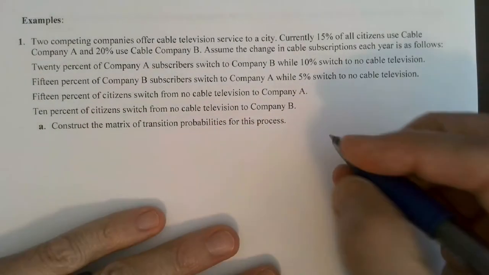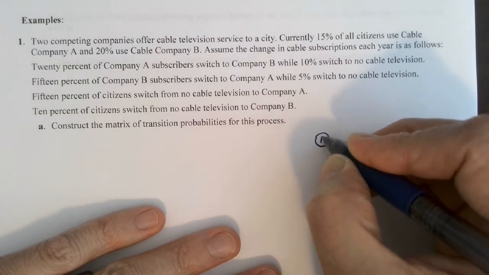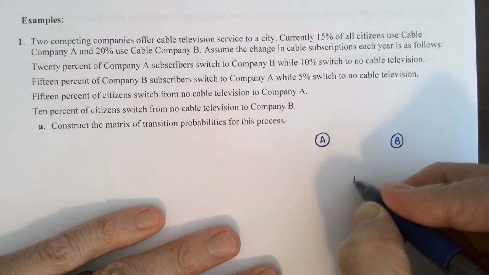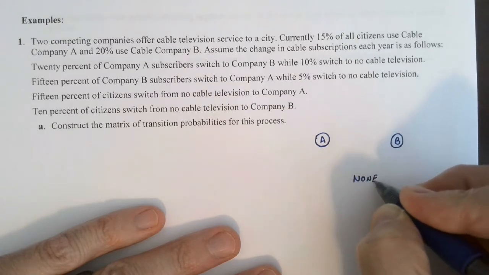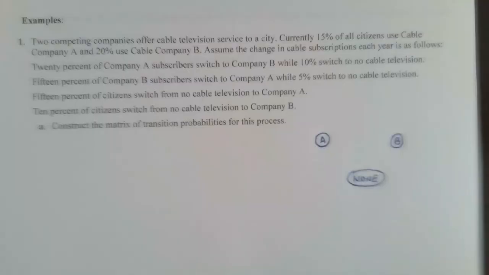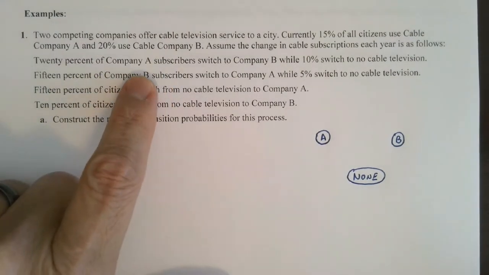So again, I'm going to draw a diagram to help. In this case, there's actually three states. You can use company A for cable, you can use company B, or you can use none. And that's certainly true these days. A lot of people don't use cable at all, but here's what we have. Okay, and then let's just do these transition probabilities.